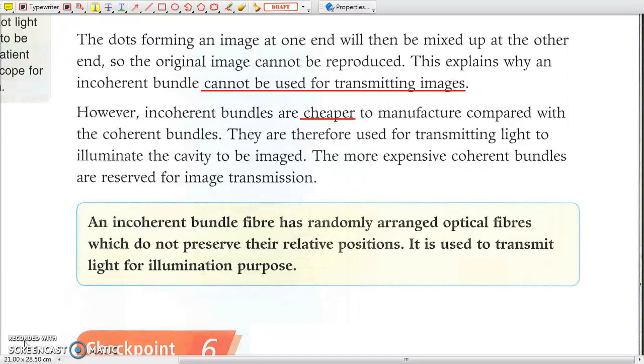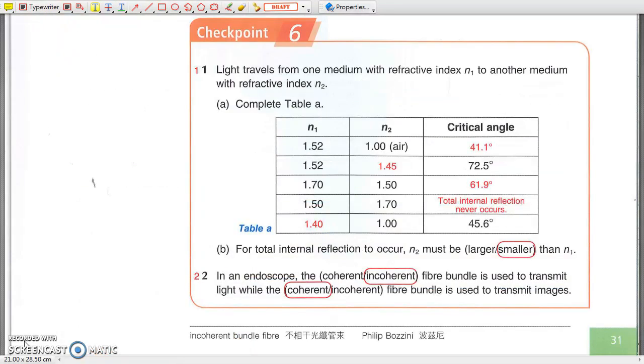In an endoscope, an incoherent bundle fiber is used for illumination, and therefore transmits the light from a light source to inside of a patient's body. Then a coherent bundle is used for capturing and transmitting the image of the inside structure of the patient's body to the doctor for examination. Do check point 6 below.